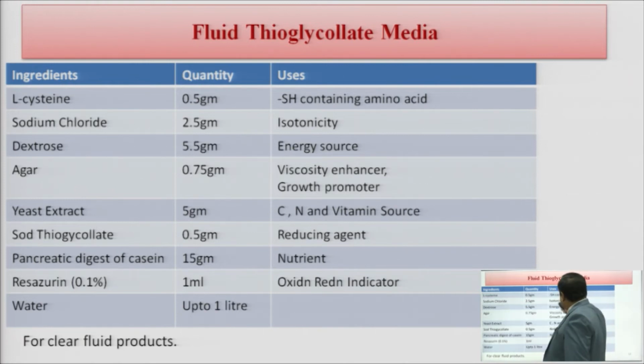It contains L-cysteine, mainly a sulfhydryl containing amino acid, sodium chloride to maintain tonicity, dextrose as an energy source, agar as a solidifying agent, yeast extract as a source of carbon, nitrogen and vitamins, sodium thioglycolate 0.5 gram as a reducing agent, pancreatic digest of casein as nutrient, 0.1% resazurin dye mainly as an oxidation reduction indicator, and water, that is mainly used for clear fluid products.